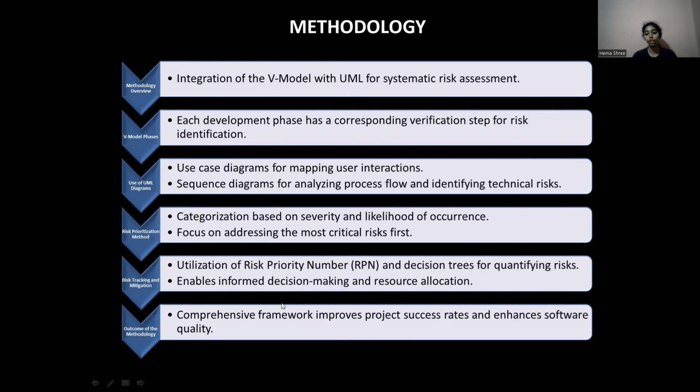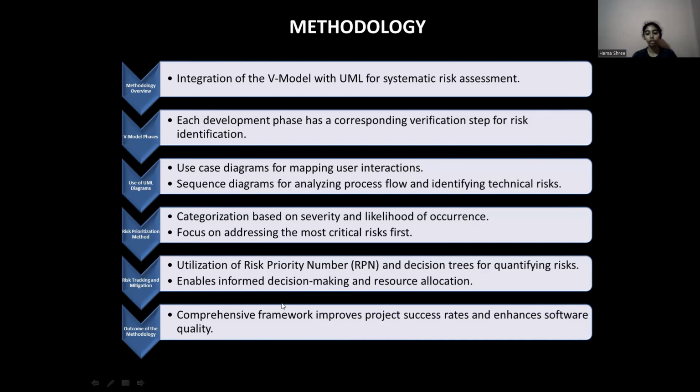In particular, use case and sequence diagrams are employed to map out potential risks during requirement gathering and process analysis phases. Use case diagrams highlight interaction between the system and external actors, allowing them to identify risk related to user requirements. Sequence diagrams are used to further analyze the flow of process, pinpointing technical and performance risks that might occur during system operation. The dual approach ensures comprehensive risk identification across both functional and technical aspects of software.